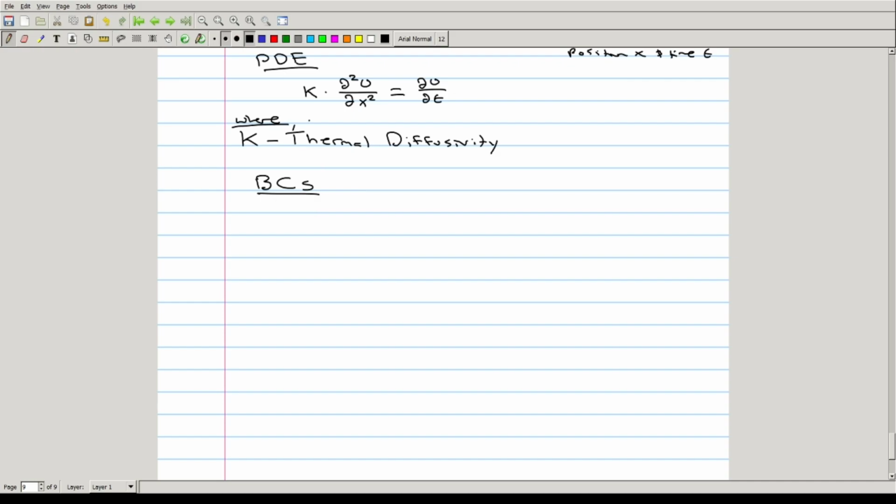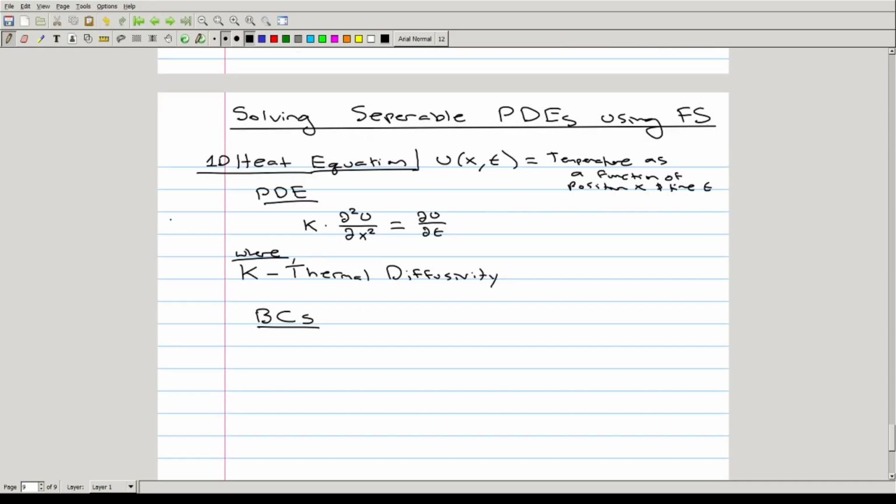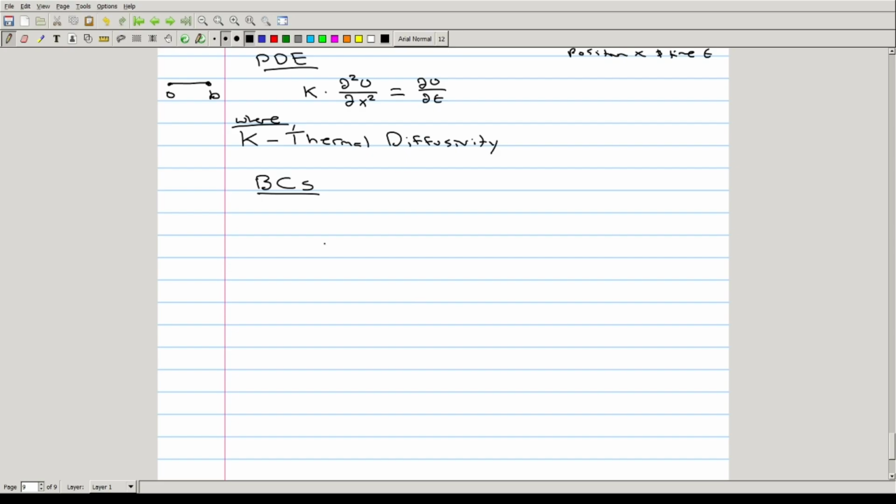So we'll say that the bar goes from 0 to some length b. The boundary conditions are actually what are going to make this a separable differential equation. There are many different types of boundary conditions that we could put on this problem, but the easiest are having a zero boundary condition on the left hand side of the bar, so zero temperature on the left hand side of the bar, and a temperature of 0 at b as well for all times t.